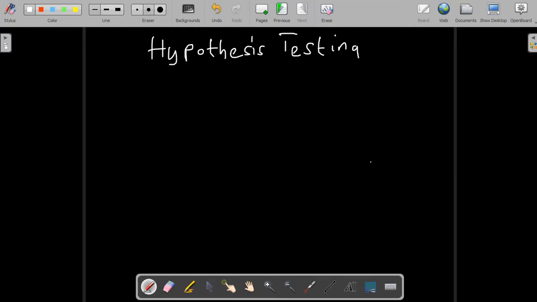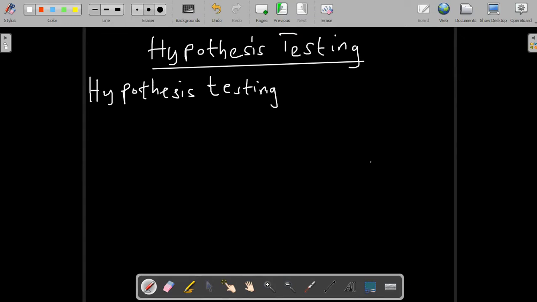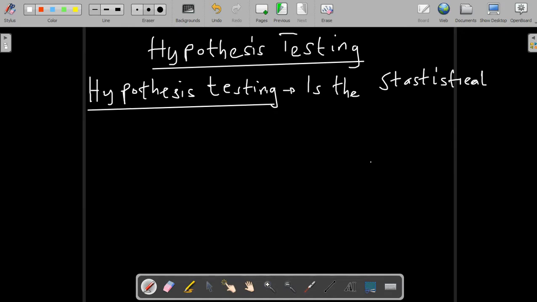Today we are going to look at hypothesis testing. We are going to cover what hypothesis testing is, what the procedures of hypothesis testing are, and also how we use and apply hypothesis testing.